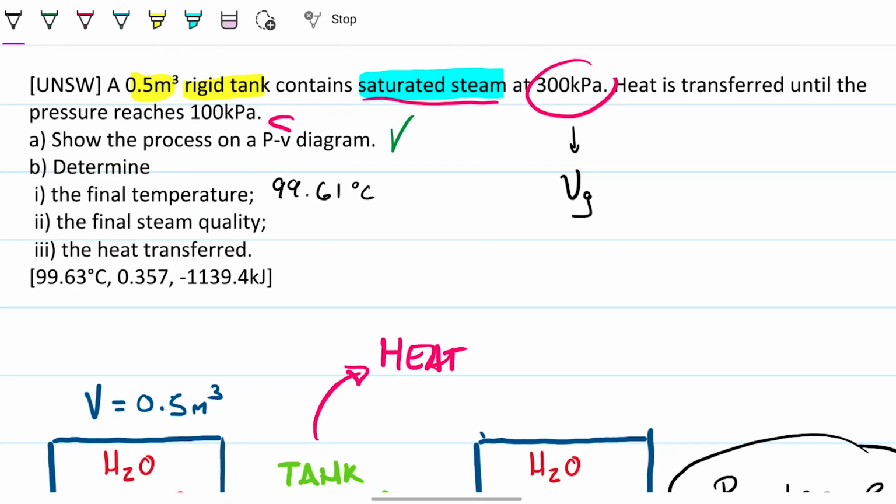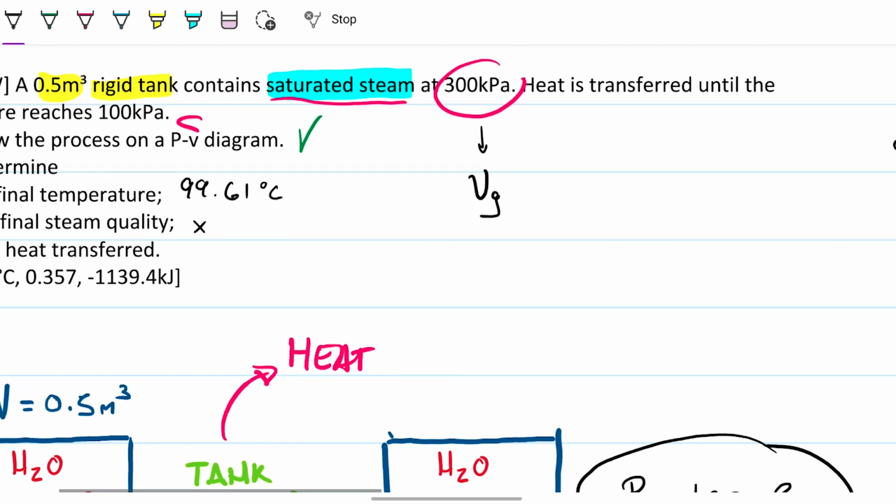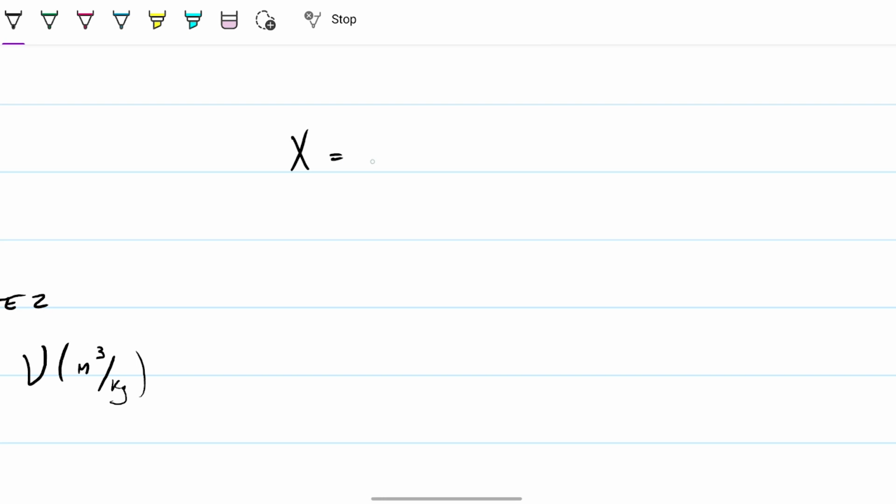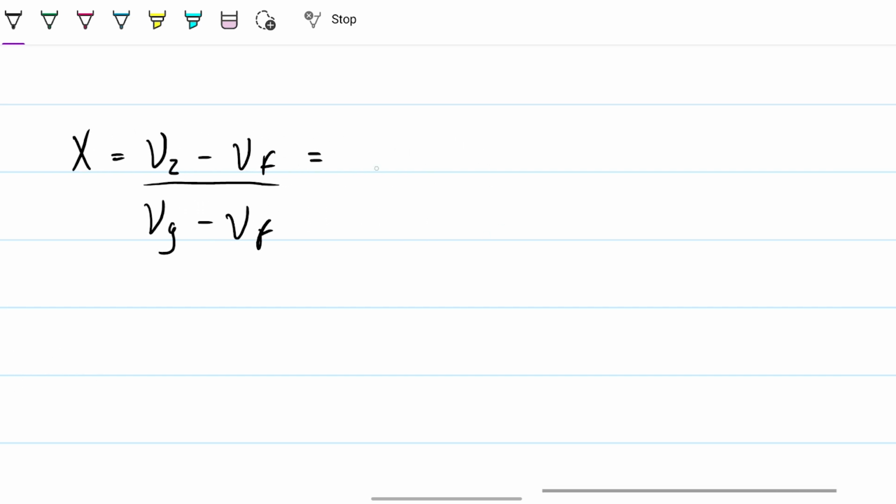What is the final steam quality? Okay, quality. For the quality, what I need to do is relate the properties that I know. The quality is going to be the specific volume that I have, v2, minus the specific volume for the gas divided by the difference, the specific volume for the gas minus the specific volume for the fluid. And we have all these values from the table.